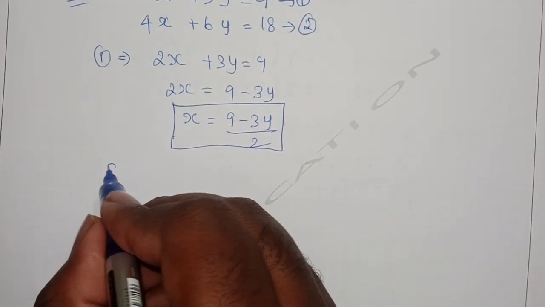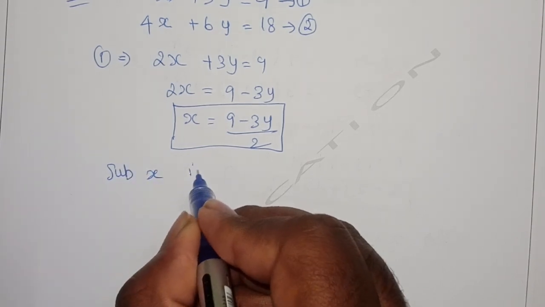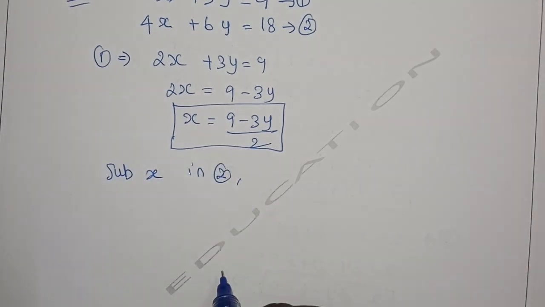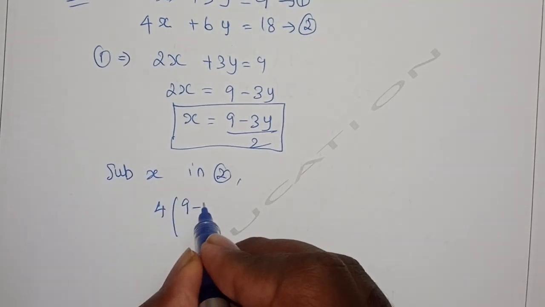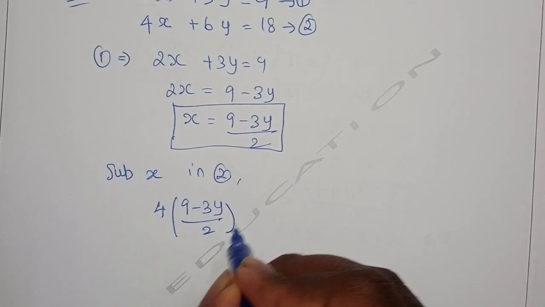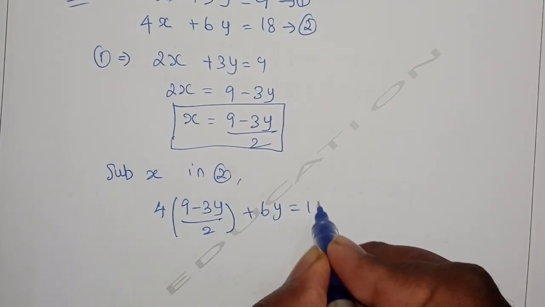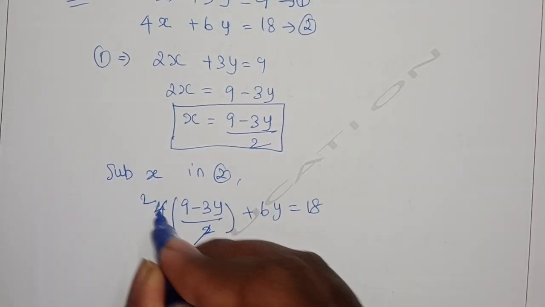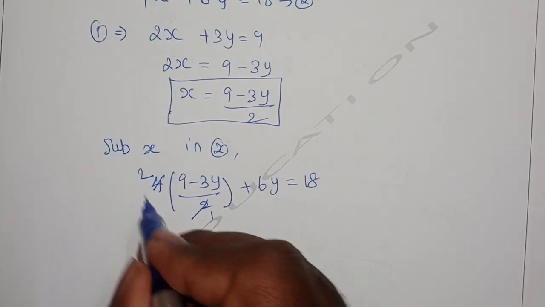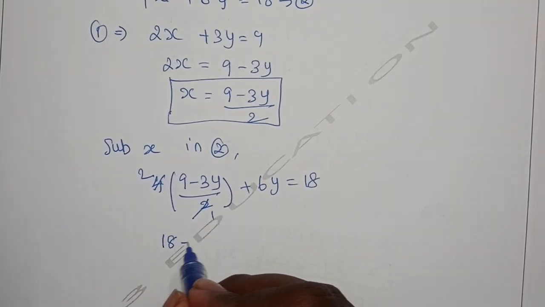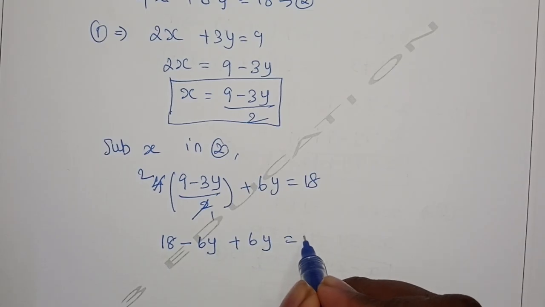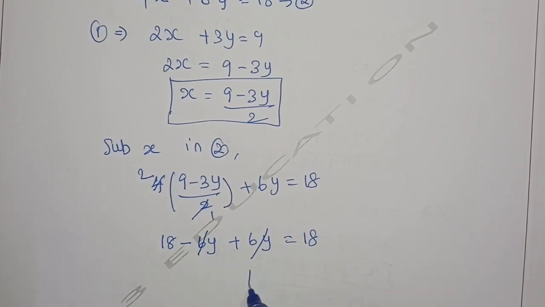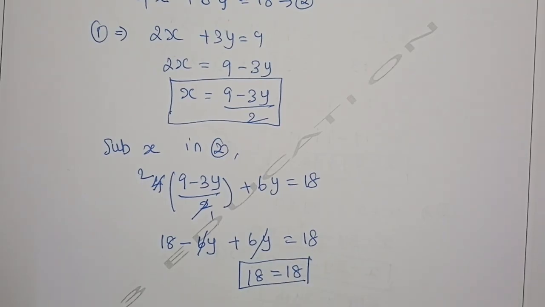Substitute x in equation number 2. Therefore, 4 into (9 minus 3y) divided by 2, plus 6y equal to 18. 2 ones are 2, 2 twos are 4. Multiplying, 18 minus 6y plus 6y equal to 18. Cancelling, we get 18 equal to 18. Therefore, the statement becomes true.